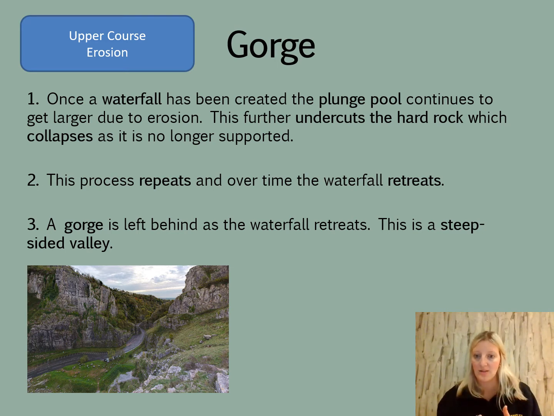So it's more resistant than the soft rock, but it's not entirely resistant to erosion, it's just eroding more slowly. And as it erodes and moves backwards, what we get left behind are two very steep-sided valley walls, and we call those a gorge. So a gorge essentially is formed as a waterfall retreats over time.